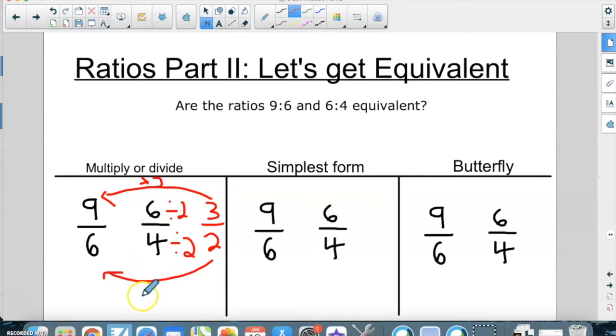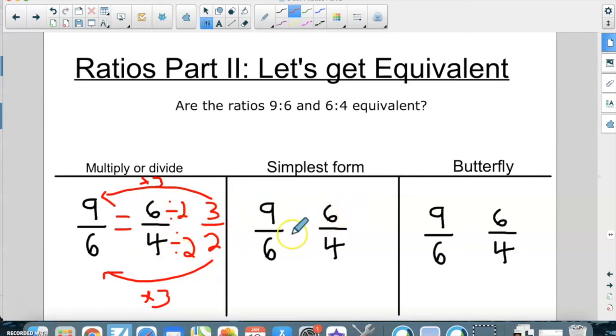And 2 times 3 is 6. And so I know that, yes, these two are actually equal or equivalent. Okay? So this was an extra step here, wasn't it? So this probably wouldn't have been the best method.